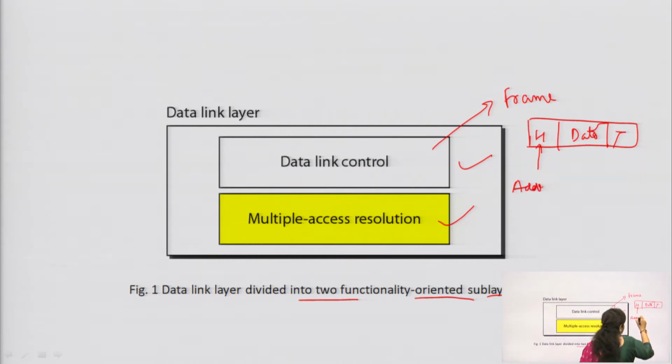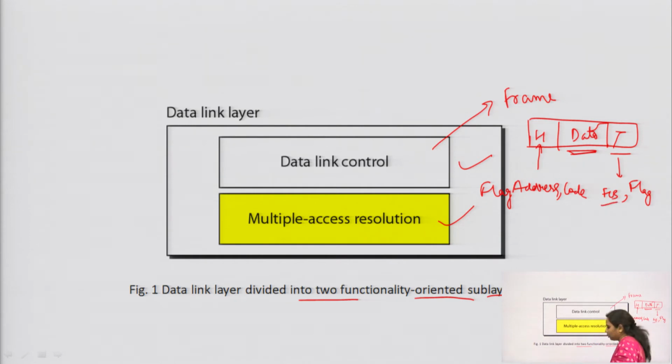Now, the header consists of the source address and destination address, and some specific code or command that you want to perform using this particular frame, or the data that you want to transmit. This is the data, and this is the trailer bits. The frame also starts with a flag and ends with a flag, and there is a frame check sequence to check whether an error has occurred or not. So this is the data link layer.